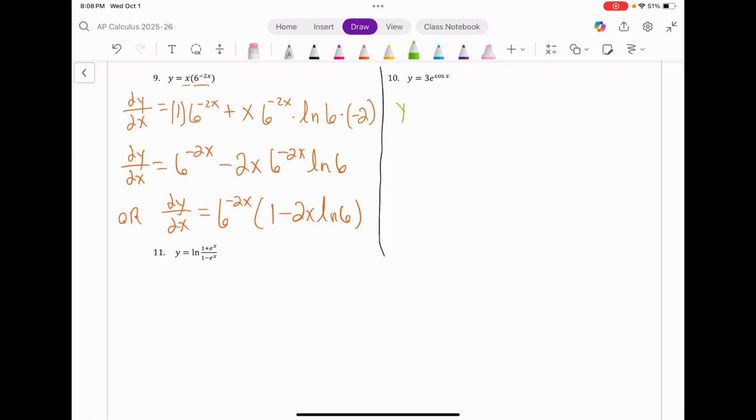Okay, 10. Okay, the derivative would be 3. The derivative of e to the cosine x is e to the cosine x times, chain rule, times the derivative of cosine x, which is negative sine x. And that's a good answer, but I'll try to clean it up a little bit. So y prime equals -3 e to the cosine x times sine x.